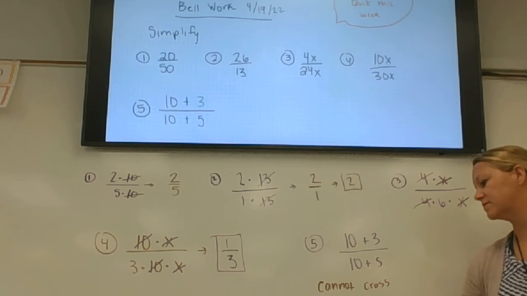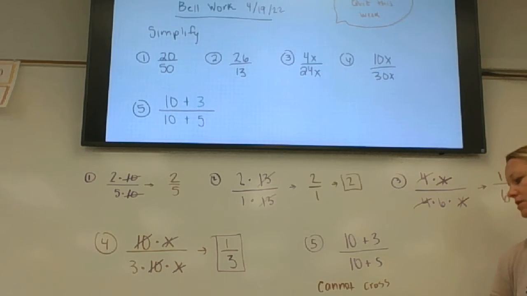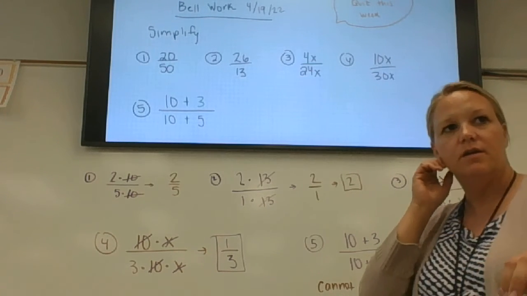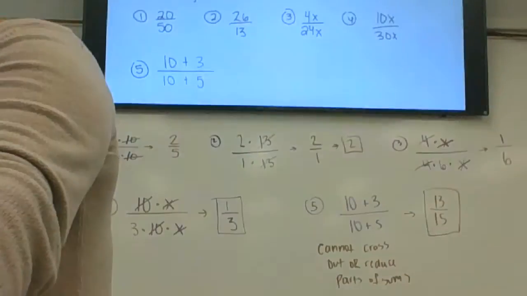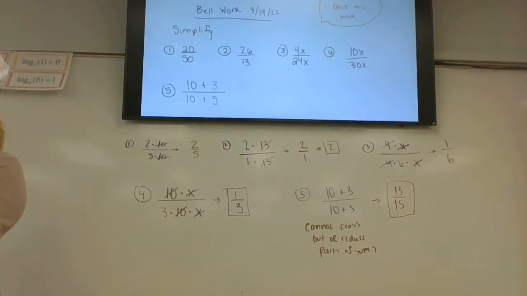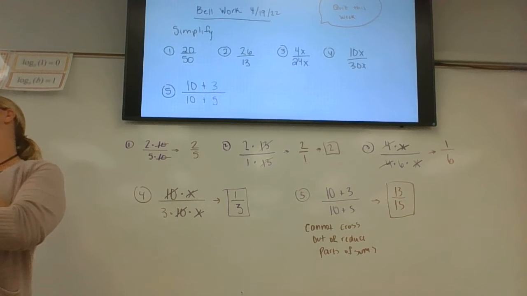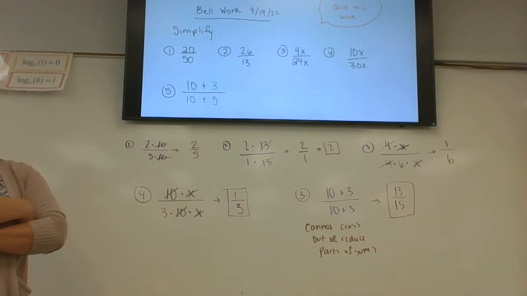Parts of sums. So this is 13 over 15, which have no common factors other than 1. 13 is prime and 15 doesn't divide by 13. So that doesn't get reduced, 13 over 15. Simple as that. Any questions on the board work? Yes, both x's, more x's.